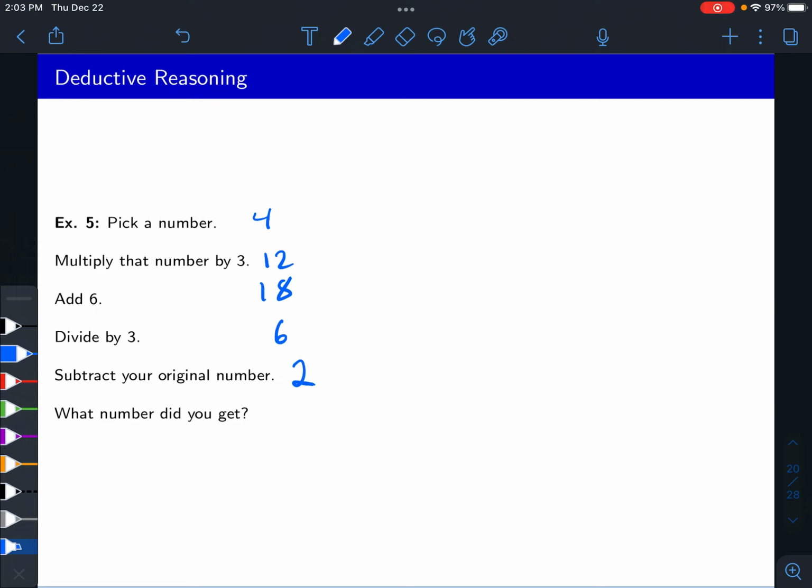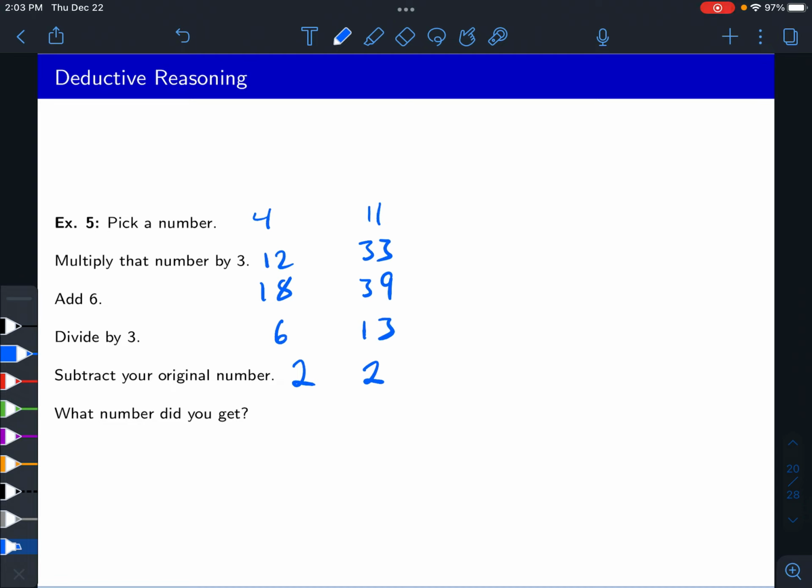Okay, let's try it for a different number. Let's maybe pick a 2-digit number, see if it works for that. So let's do 11, multiply by 3, I get 33. Add 6, I'm at 39. Divide by 3, 39 divided by 3 is 13. 13 minus our original number 11, 13 minus 11 is 2. So we get the same thing.